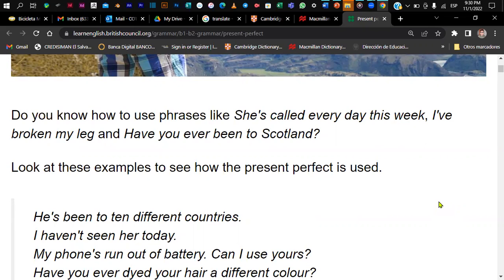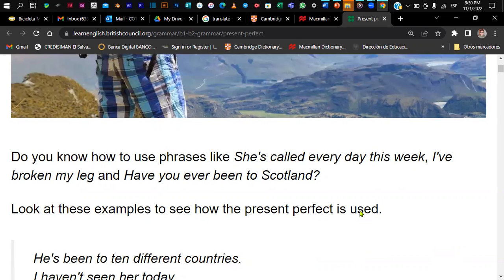I've broken my leg. Have you ever been to Scotland? Okay. Look at these examples. How the present perfect is used. Correct. Okay. The examples. We have three examples.